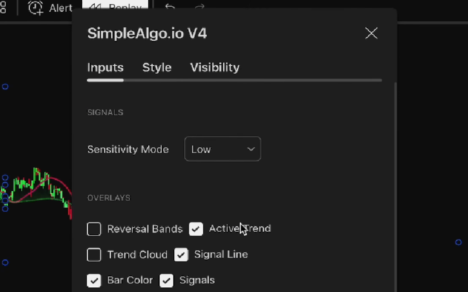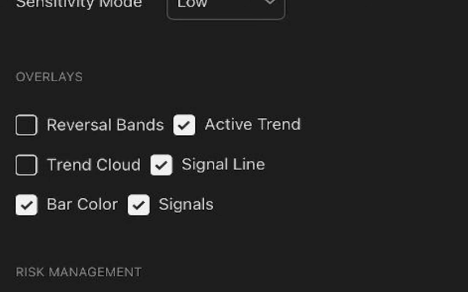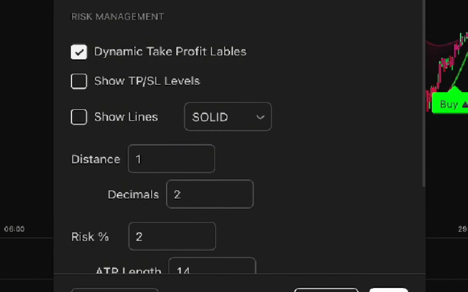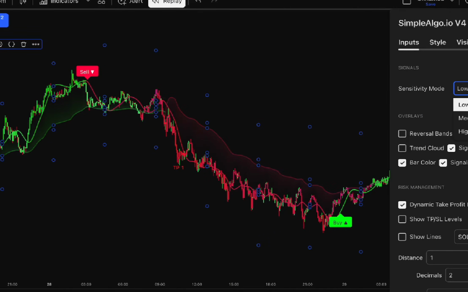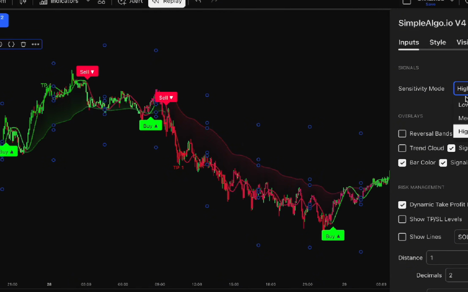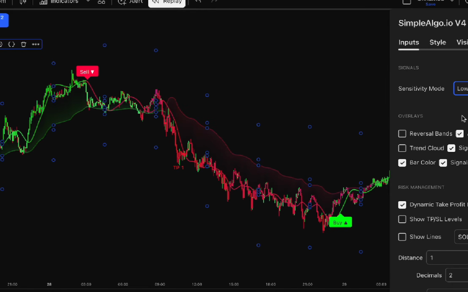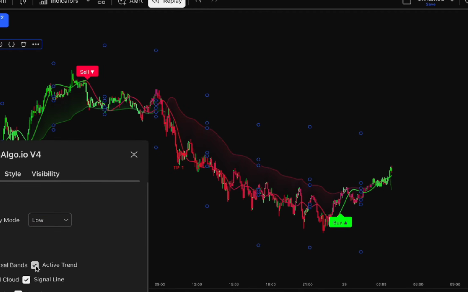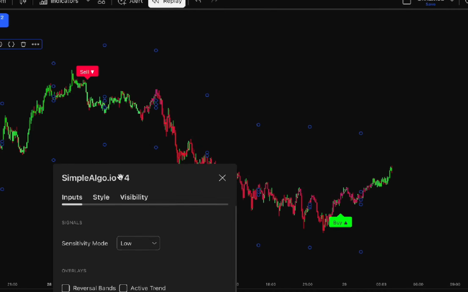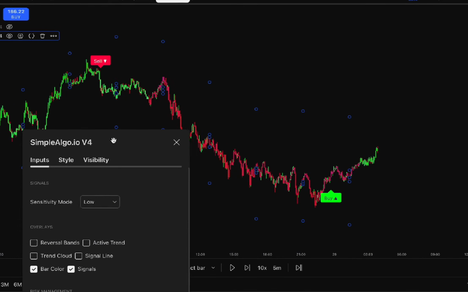Here you'll be able to adjust your sensitivity mode. You'll be able to change all your overlays such as the reversal bands and whatnot, and you'll be able to adjust your automatic risk management features. The sensitivity modes are low, medium, and high. If you're on the lower sensitivity, it's going to print less signals, but they're going to be more accurate. And if you're on a higher sensitivity, it's going to print more signals, but it's going to be less accurate. So if you're a scalper and you want to make more trades and have more opportunities, then you would trade on a higher sensitivity. And if you like to take your trades a lot slower, then you would trade on a lower sensitivity.